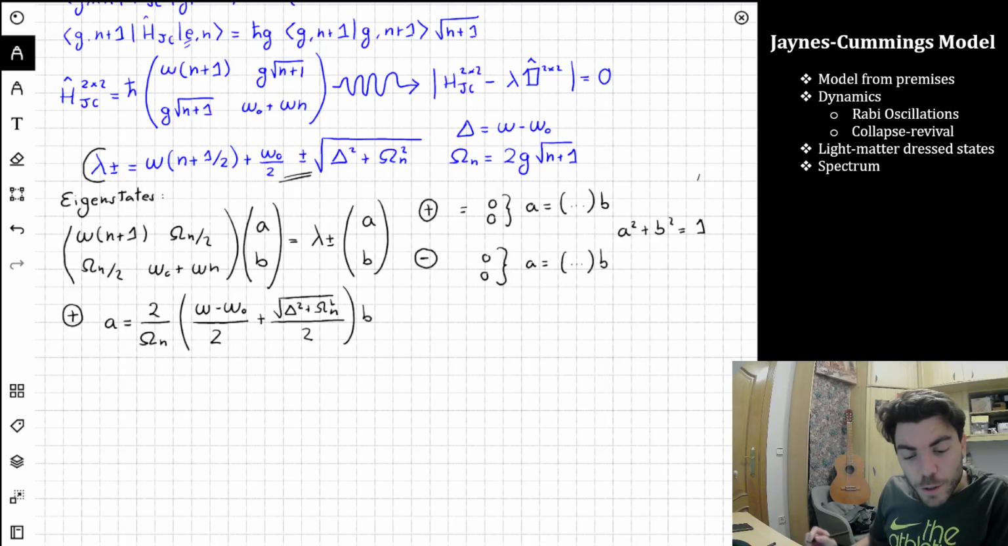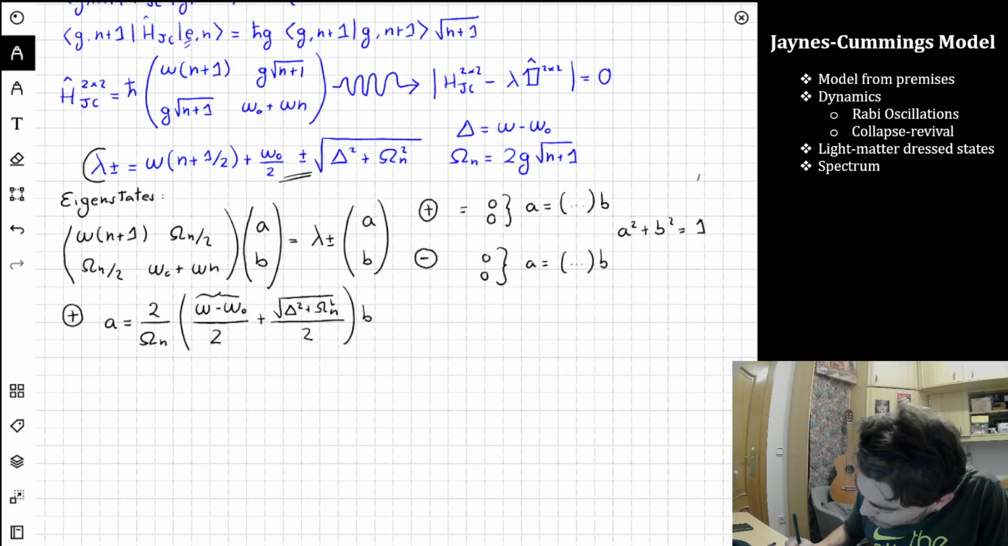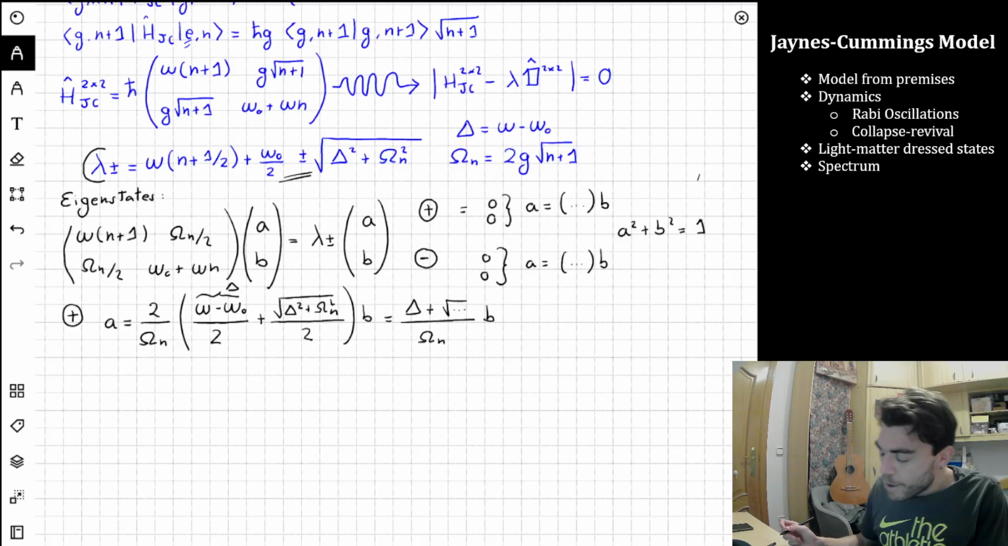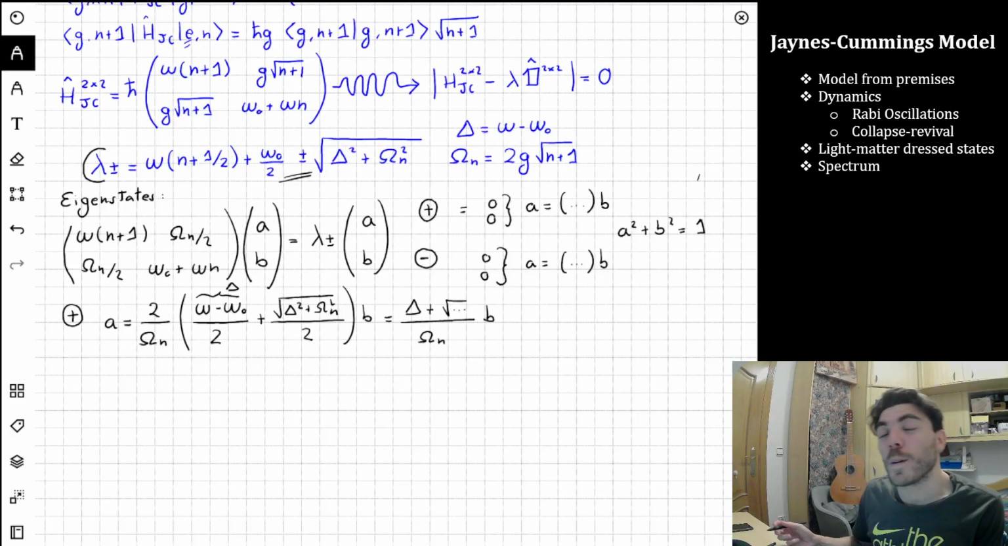So this is the relationship between a and b. And now this is the detuning delta, and this 2 goes away, so we just find that a is equal to delta plus the square root of all of that divided by omega n times b. And now what we do in order to solve this problem is a 2 by 2 matrix.